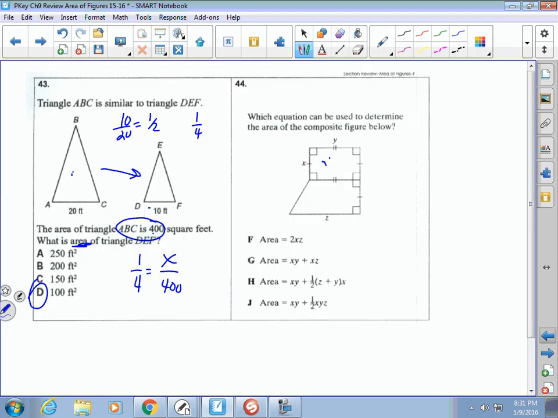And then here, which equation can be used to determine the area of the composite? This is an 8 by y. And then we know this is y. This is x. This is a trapezoid. This just should have been h.